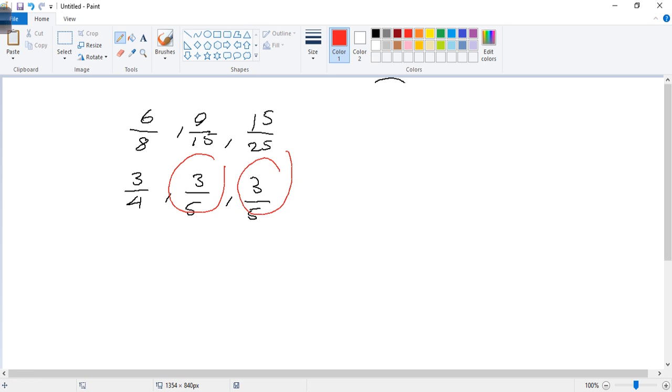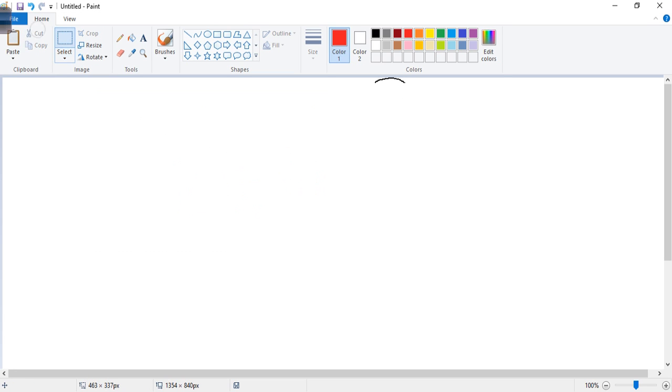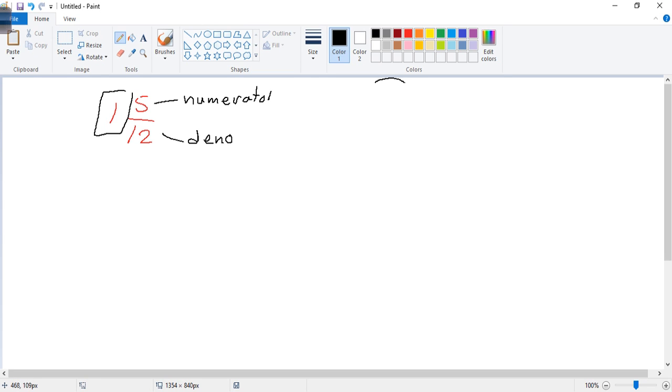We have to talk about mixed numbers. What is meant by a mixed number? A mixed number is something like 1 and 5 over 12. This is a mixed number. It means we have this 1, which we call the whole number, and this is the numerator, and this is the denominator. So 1 and 5 over 12 is a mixed number.